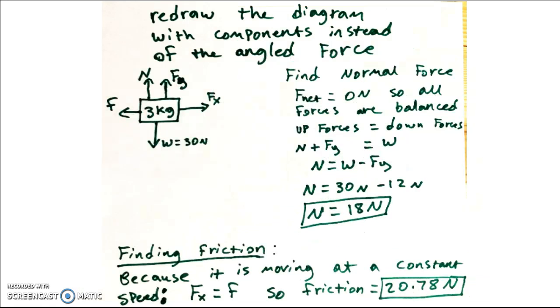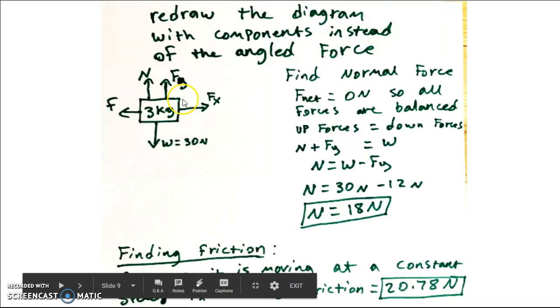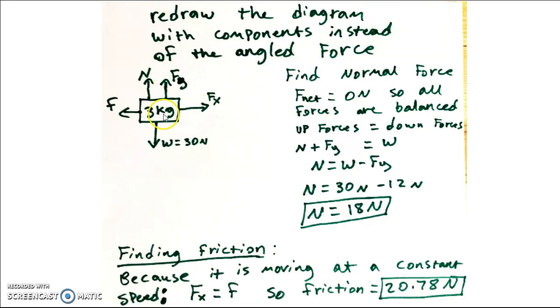So what I do is I redraw the diagram. When you redraw the diagram, instead of the angled force, I put the y component of the force here and the x component of the force here, a lot easier to look at. Also, we know that all the forces are balanced because it says moving at constant speed. So to find the normal force, you know the net force has to be 0, so all the up forces have to equal the down forces.